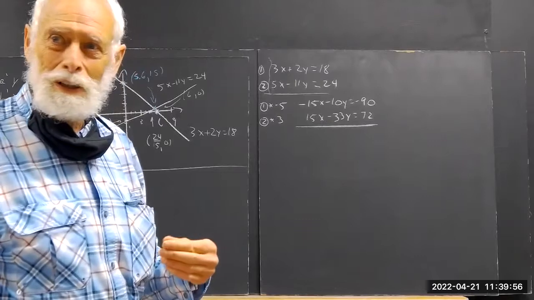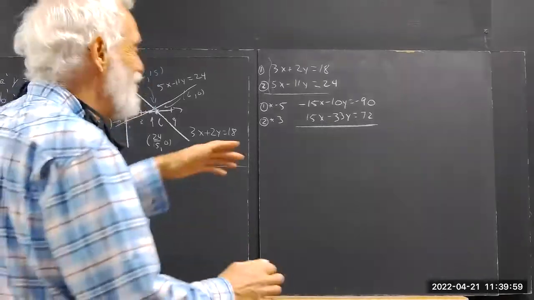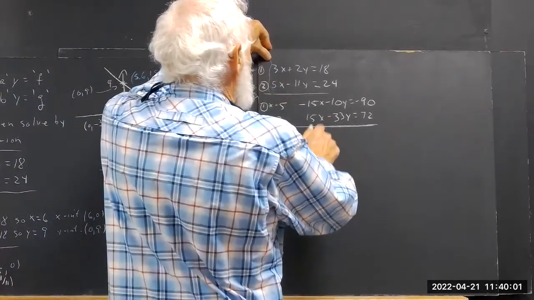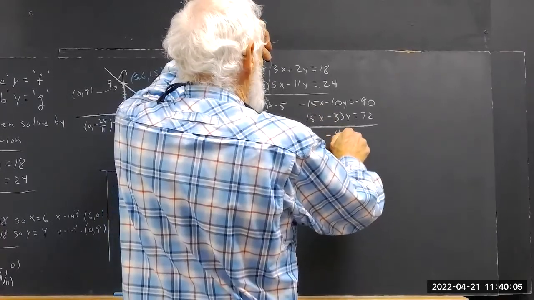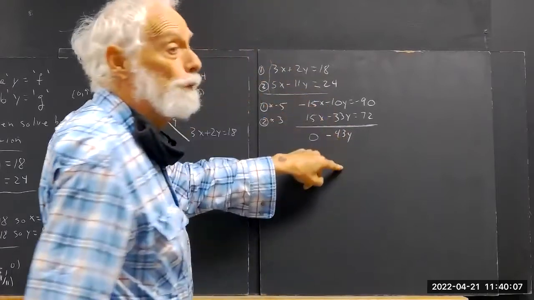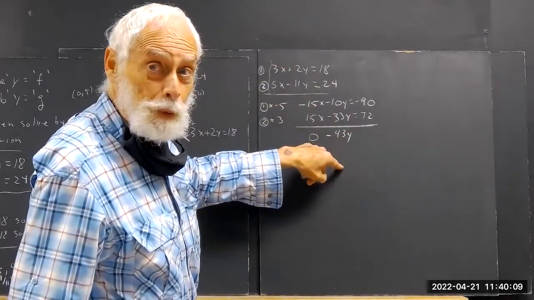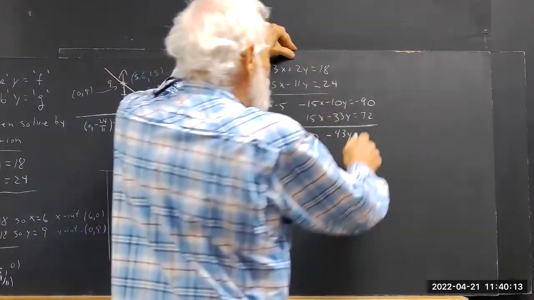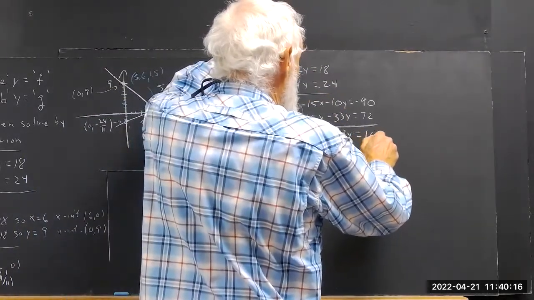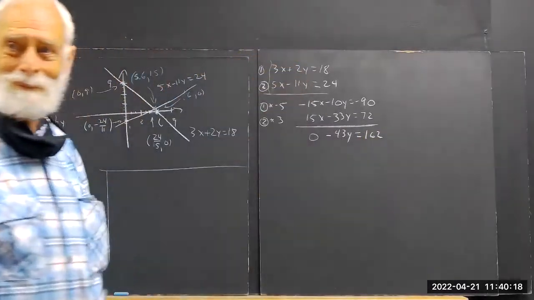If it wasn't pathetic, it would be funny. Now, if we add these, I'm going to get 0 here, right? I'm going to get negative 43y, because negative 10y and negative 33y is negative 43y. I'm really paying attention. And I think that's right. Now, I'm not sure I'm still paying attention, but I think that's 162.